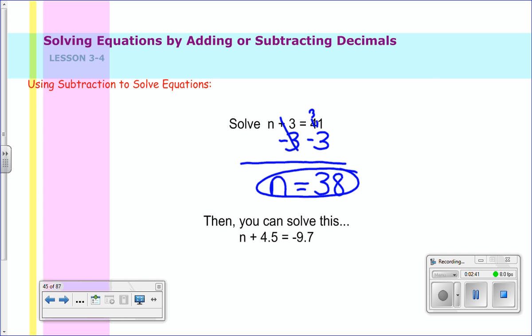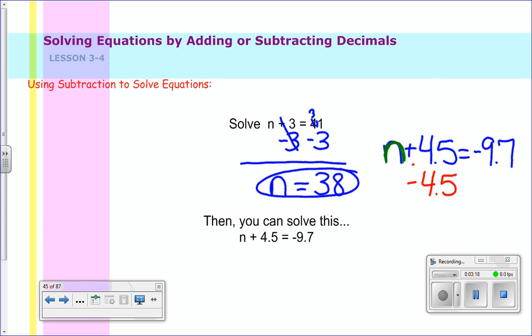Here I have n plus 4 5/10 is equal to negative 9 7/10. Same ideas occur. First, find your variable, see what's on the same side in the operation, then do the opposite to both sides. Here, my variable is n, and this plus 4 5/10 is on the same side. To get rid of it, they're adding it, so the opposite of adding is subtracting. We're doing those inverse operations again.